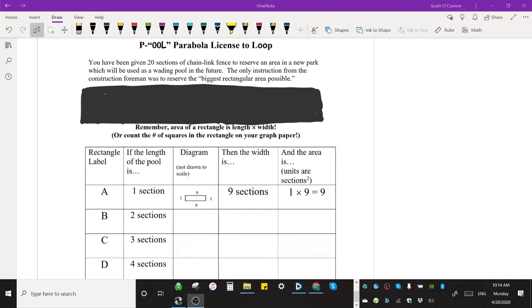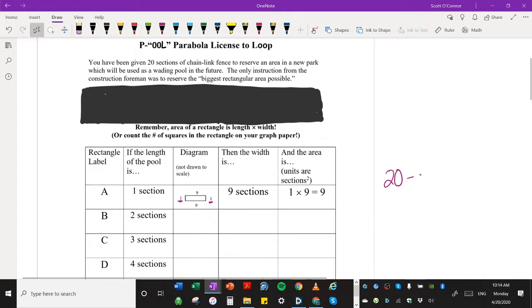And you can see it says rectangle label A, so that's the first one we're going to try. Imagine if the length of the pool is one section of the fence. So you can see the one section labeled here. And remember, it has to have two lengths, so that means you've used two sections of the fence. Now, imagine you had 20 sections of fence, you used two, you have 18 sections left. You have 18 sections with which to build the widths. And there are two widths.